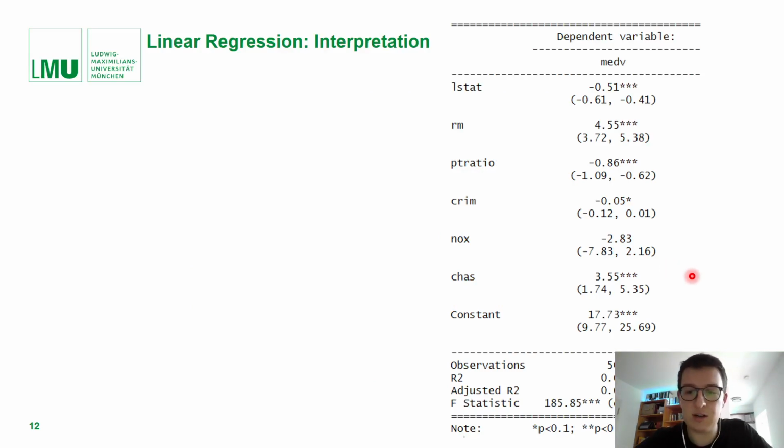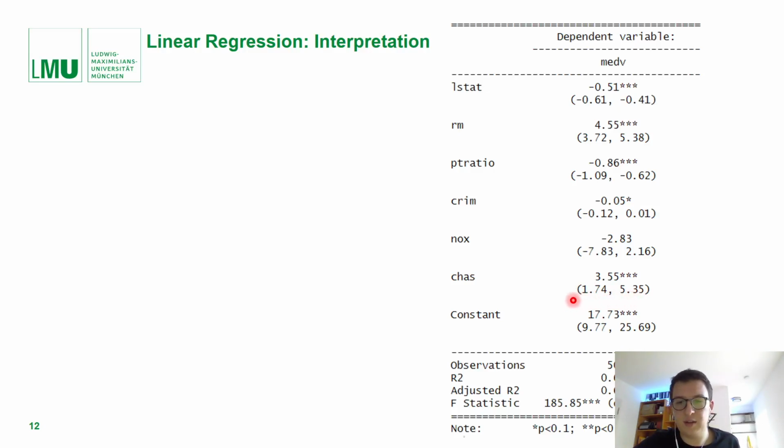Then, in addition, I hope that many of you know this as well, we can estimate confidence intervals. For each coefficient, let's take the chess independent variable, which is a binary variable that can take the values 0 and 1. It's 1 if it's on one side of the river and 0 if it's on the other side, if I understand the dataset correctly. And we have our upper and lower boundaries of the confidence interval.